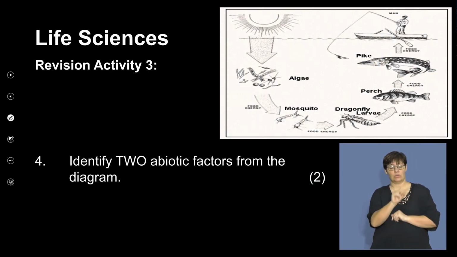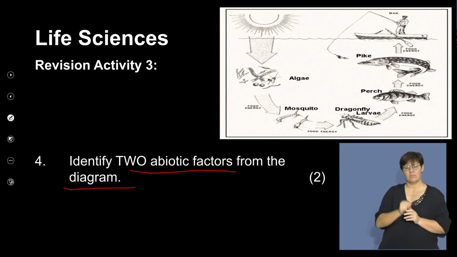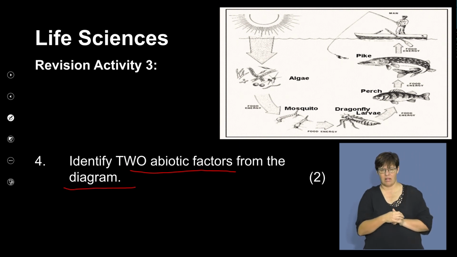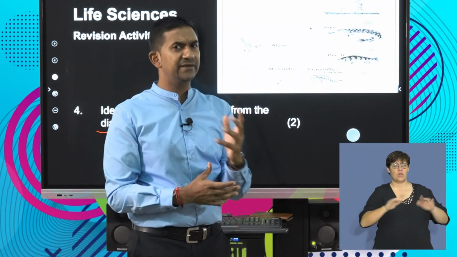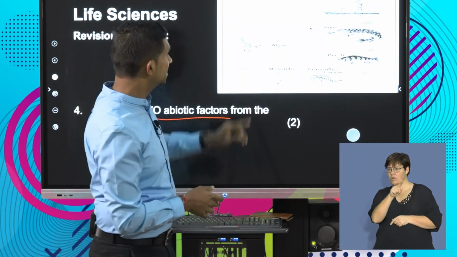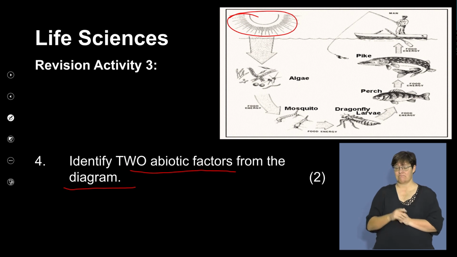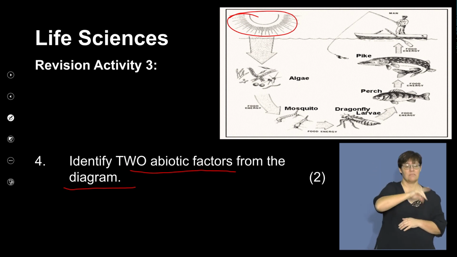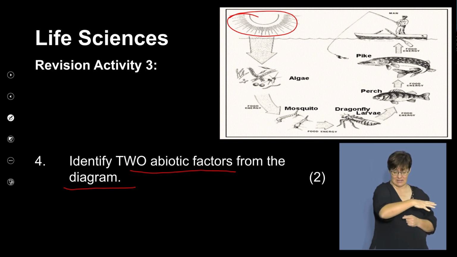The next question: identify 2 abiotic factors from the diagram. When we look at this diagram, we know that in an aquatic environment, like on a terrestrial one, there are various abiotic factors. Guys, we know that sunlight is a factor that affects these living organisms. The availability of sunlight can influence the biotic factors. So the first factor is sunlight.